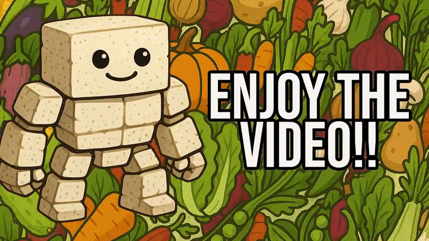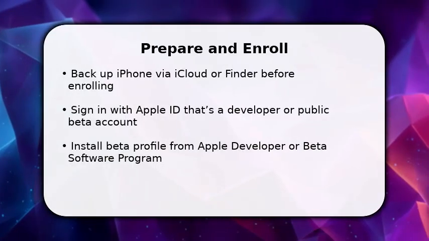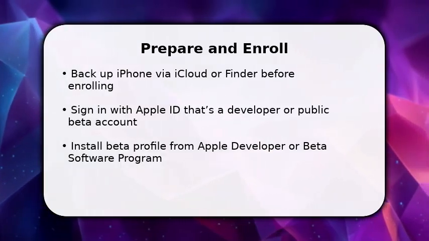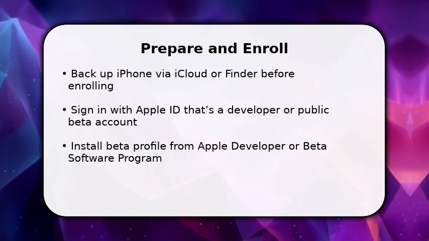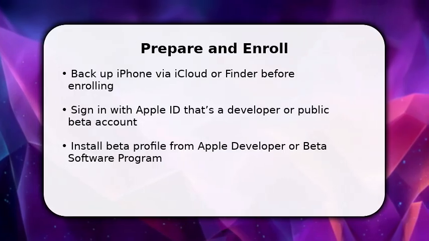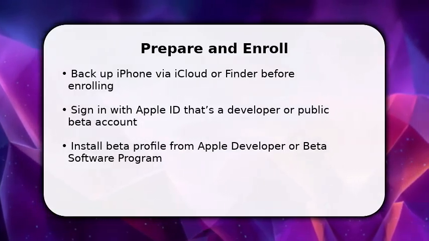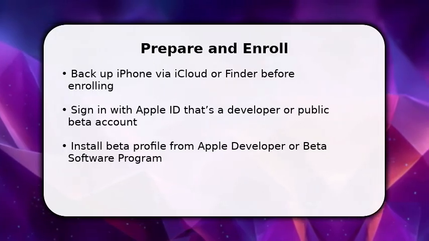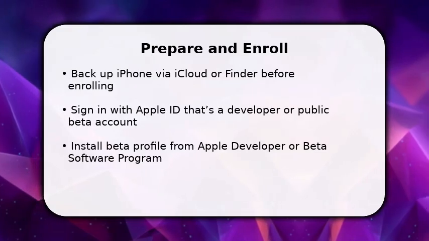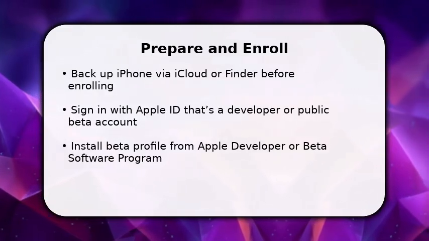Please enjoy the video. You start by backing up your iPhone now. This protects your data if a beta misbehaves. Next, sign in with the Apple ID tied to the beta program because your device must be authorized. Once done, download and install the beta configuration profile from the Apple developer site or the public beta program. This profile tells your iPhone to receive pre-release builds.